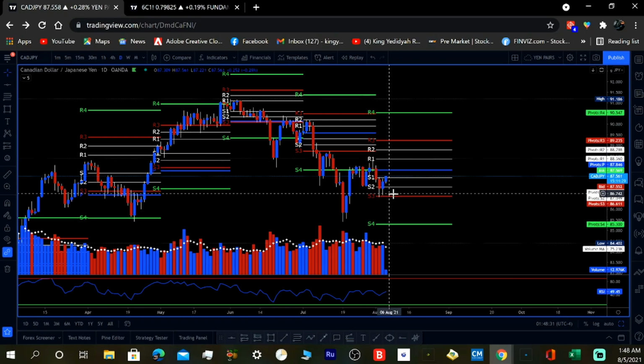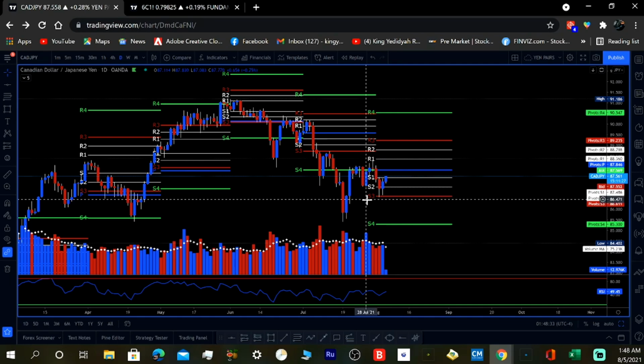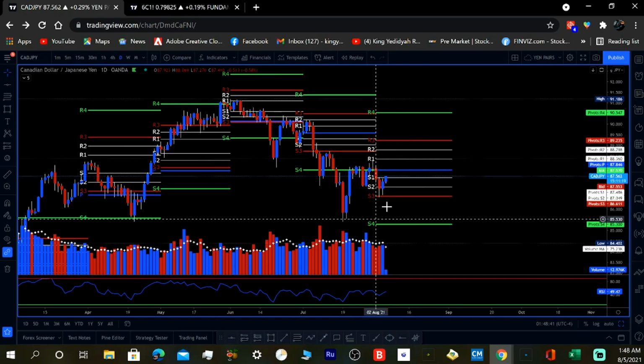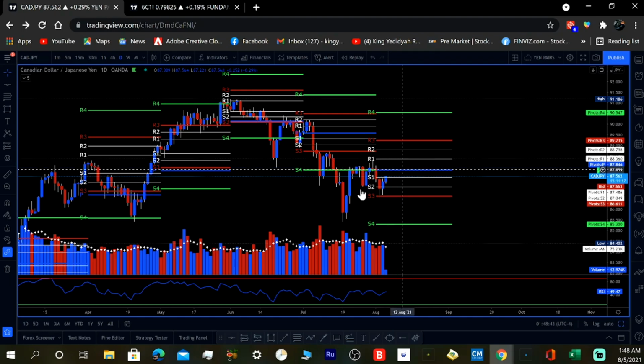That's a good place to find support. So we could probably get a bounce from here straight up to R3. So I'm looking forward to catching a piece of that. So I took a long trade, or a buy entry. So let me break down how I found this trade.